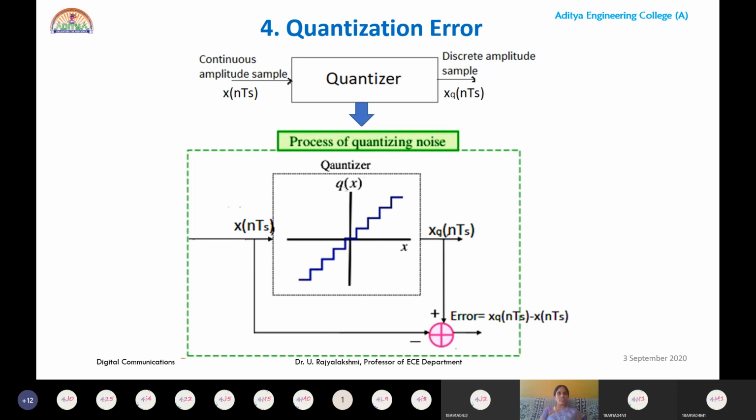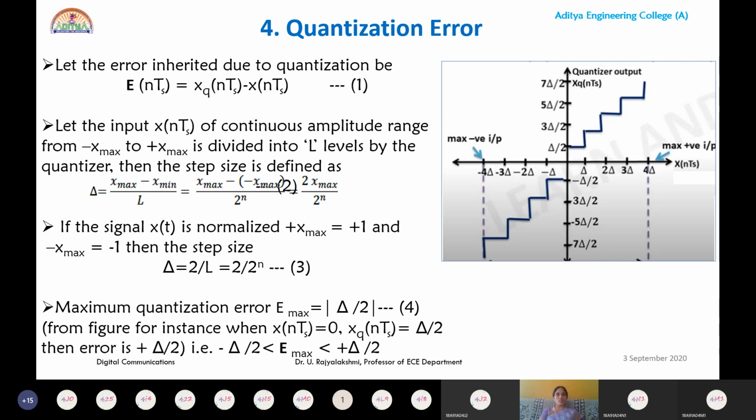So initially we have defined the input for the quantizer as continuous amplitude sample, that is x of NTS, and output be xq of NTS, which is a discrete amplitude sample. And then we have defined the quantization error, or the error inherited due to the process of quantization, as the output of quantizer, which is xq of NTS minus x of NTS. Okay. So we have defined what is quantization error. It's the difference between the quantized signal and the sample signal, that is xq of NTS minus x of NTS. So remember this point and take that equation as 1.